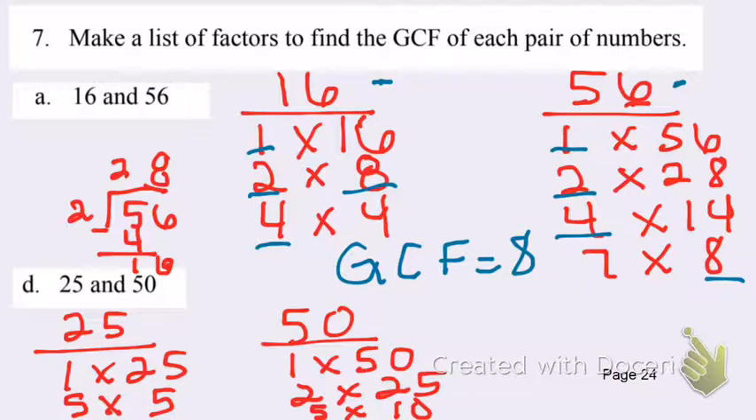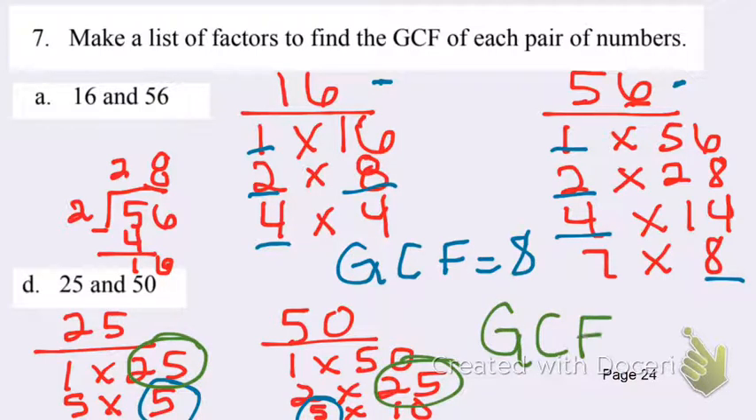Well, the biggest number that both these two numbers, 25 and 50, have the same factor, the biggest factor they share is 5. Oh, I'm sorry. Miss Gorman made a mistake. I see a bigger number. What's the bigger number? The bigger number is 25. I'm sorry. Even I make mistakes. So the GCF equals 25.